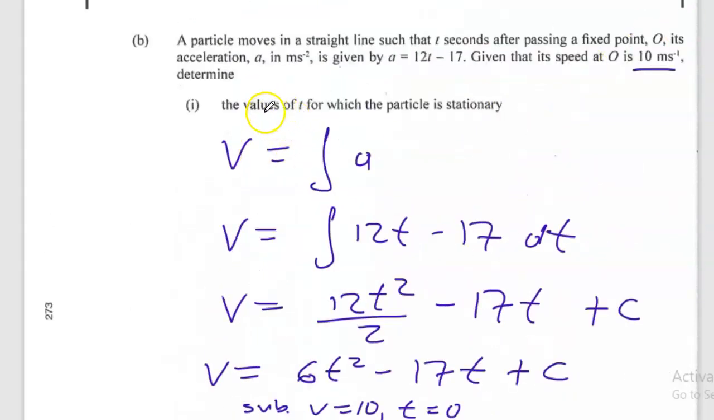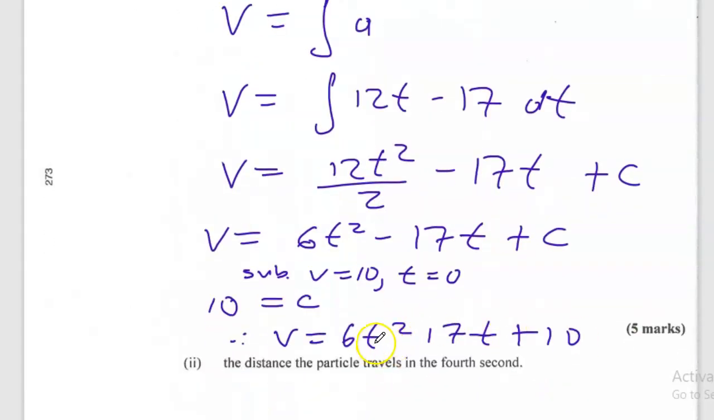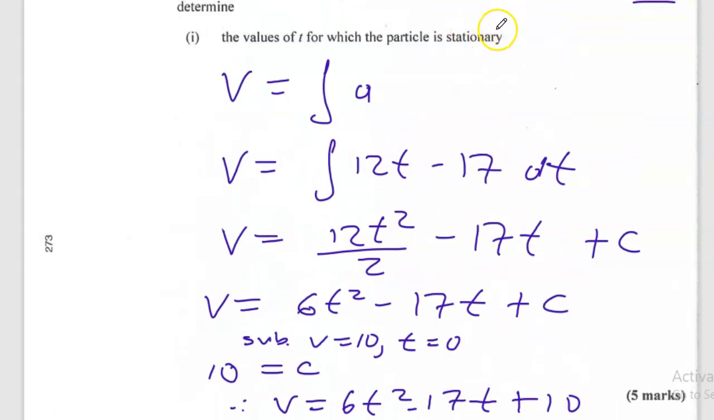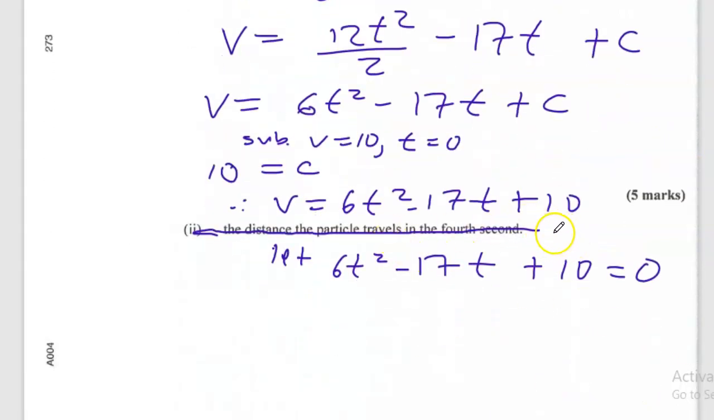But the question wants the values of t for when the particle was stationary. So we're going to find the values of t that would make v 0. So let 6t squared minus 17t plus 10 equal 0. Since we are told that the particle was stationary, we want to find the values for t when the particle is stationary. And it's stationary when v is 0, right? So when v is 0, the function here is equal to 0.